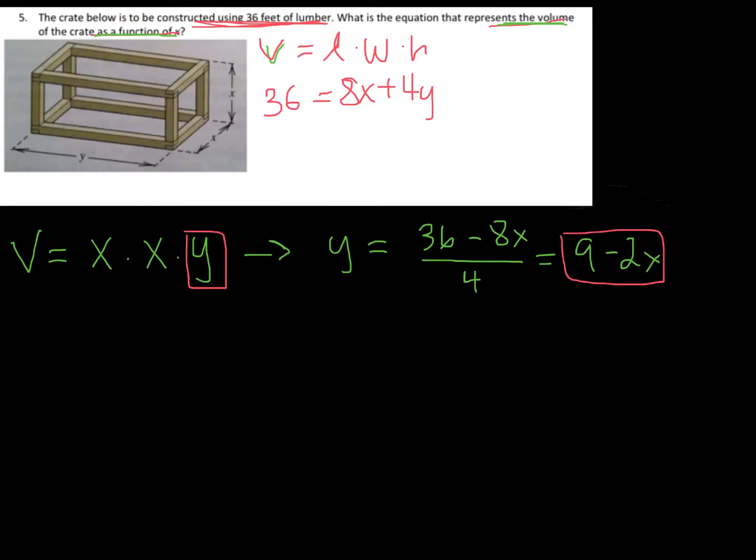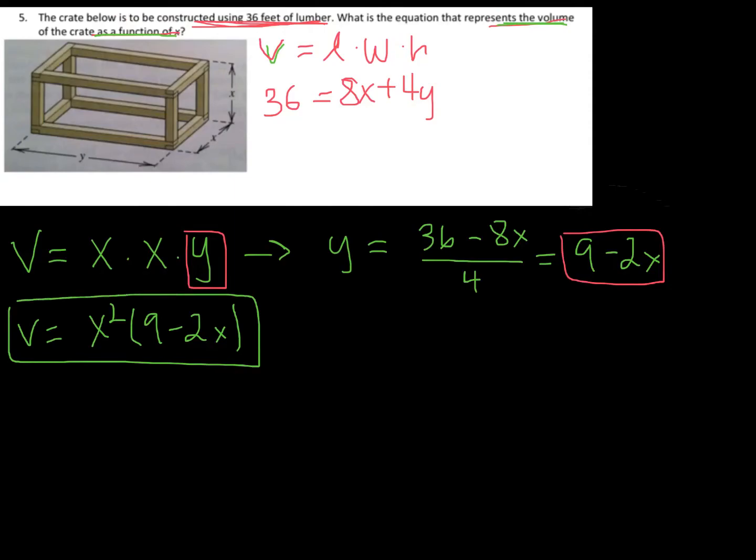So the volume of my crate will be given by, and I'll just take x times x and make it x squared, times 9 minus 2x. There we go. So I have now a function that represents the volume in terms of x. And you might be tempted to go ahead and multiply, using the distributive property, and you can do that. In fact, maybe let's just do that now.